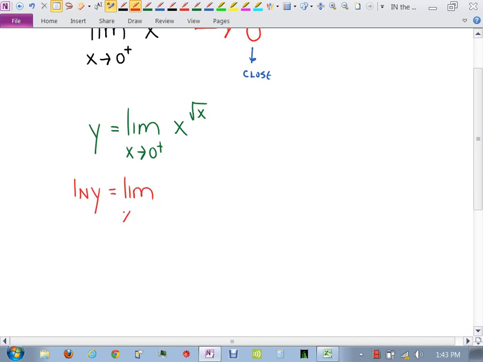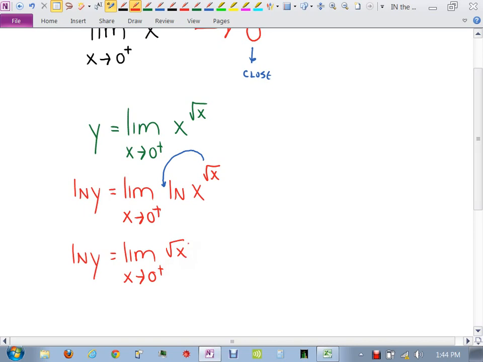And I said last class that when you take the natural log of a limit, the natural log passes through the limit. That's the way we say that. It passes through the limit. And now you can pull the square root out. And where does that square root of x go? In front of the ln, right? It's going to drop right here. So we've got natural log y equals limit, x goes to 0 from the right of square root of x natural log x.